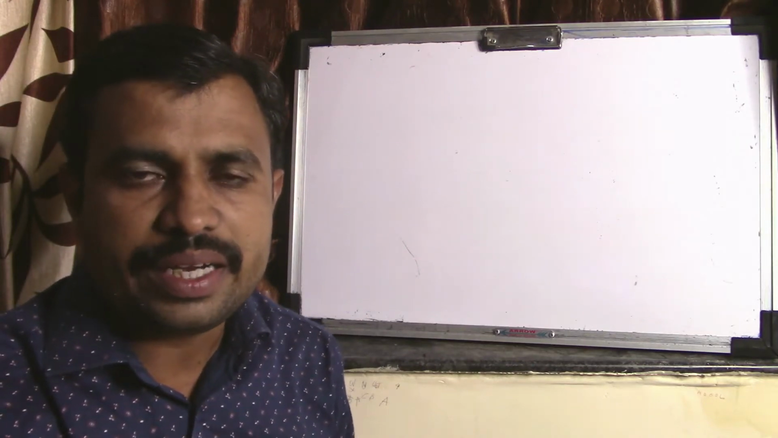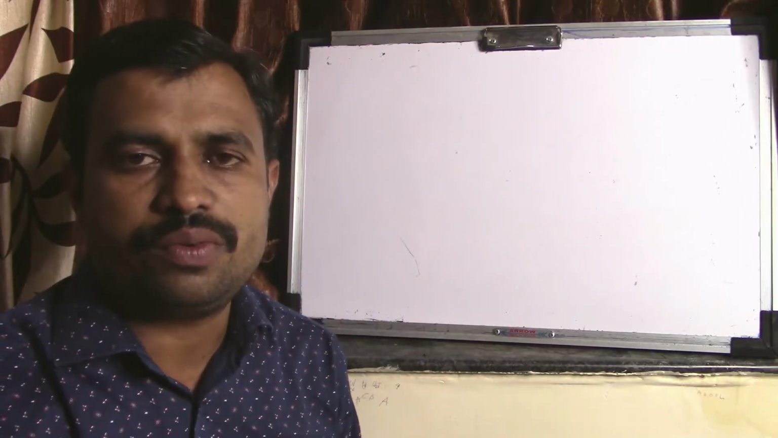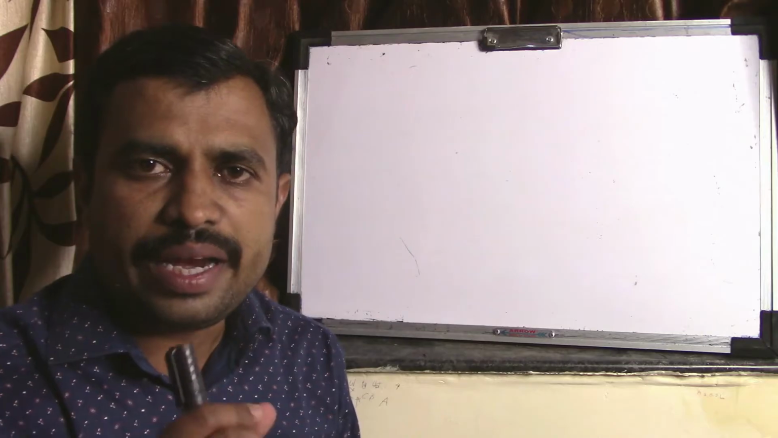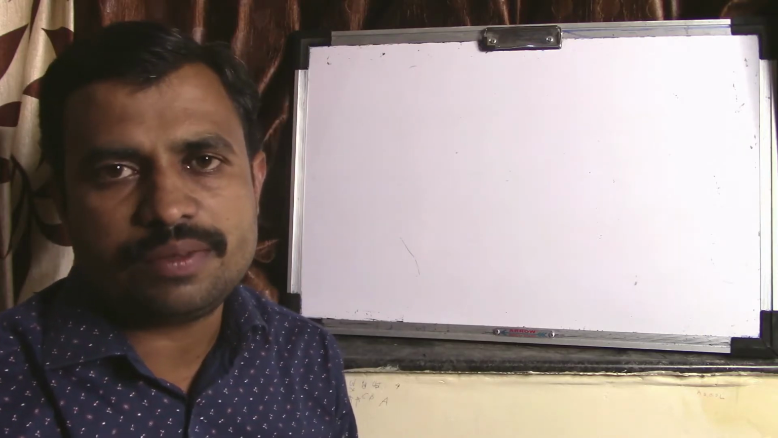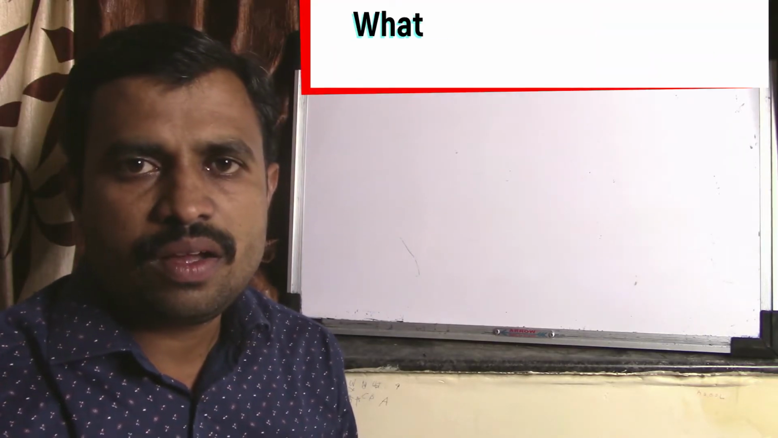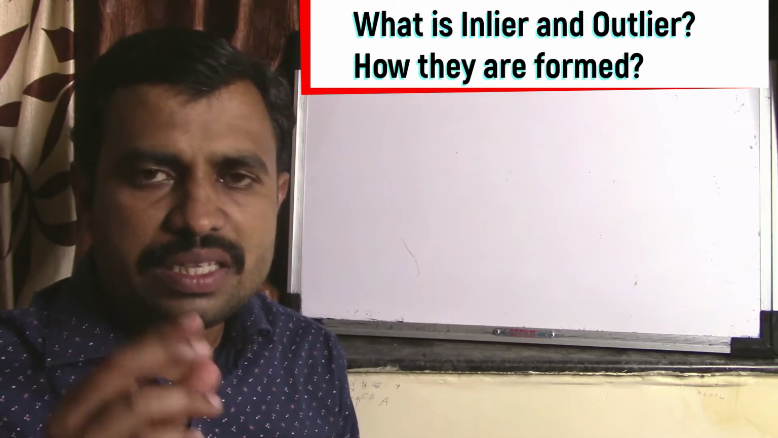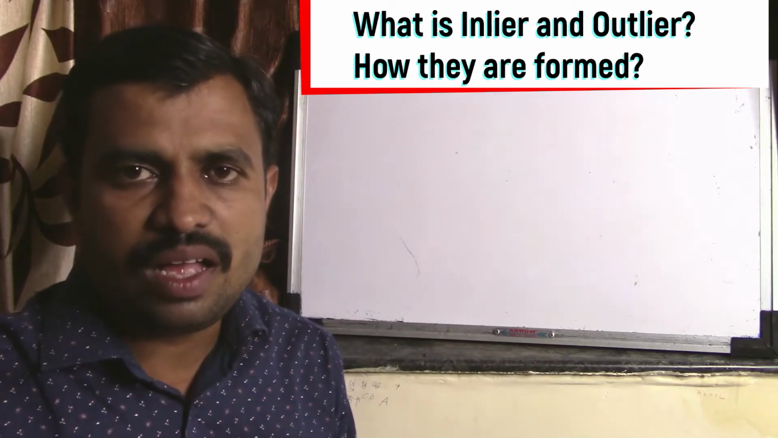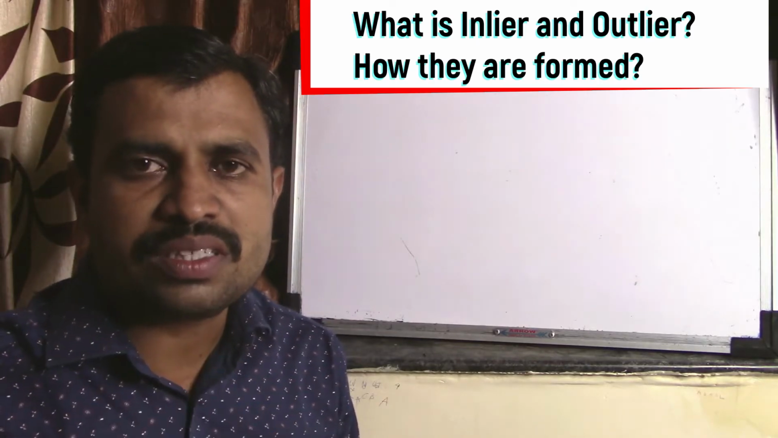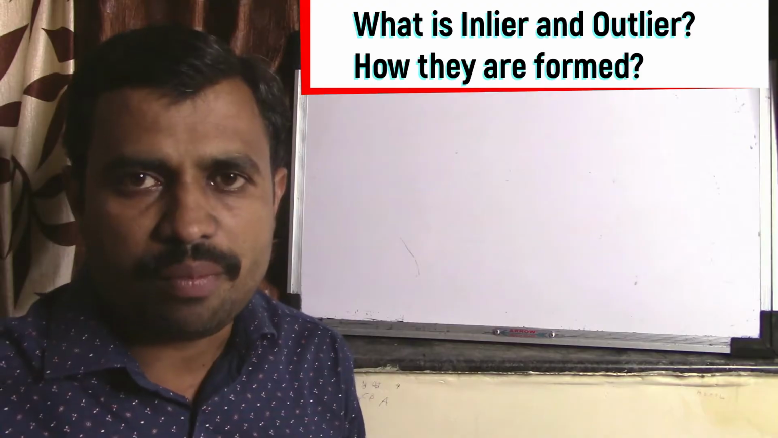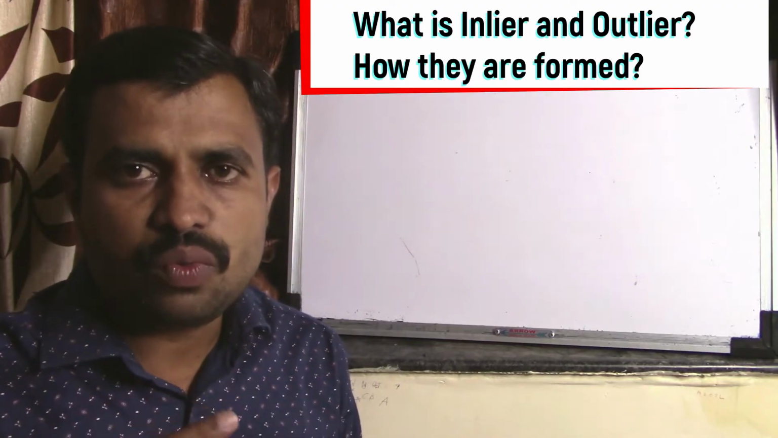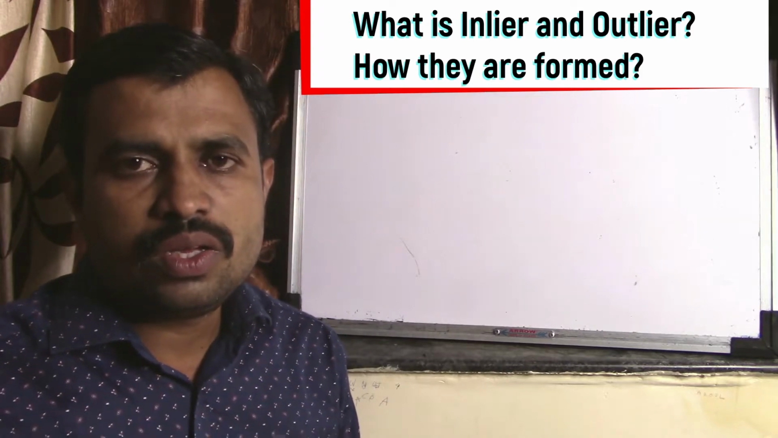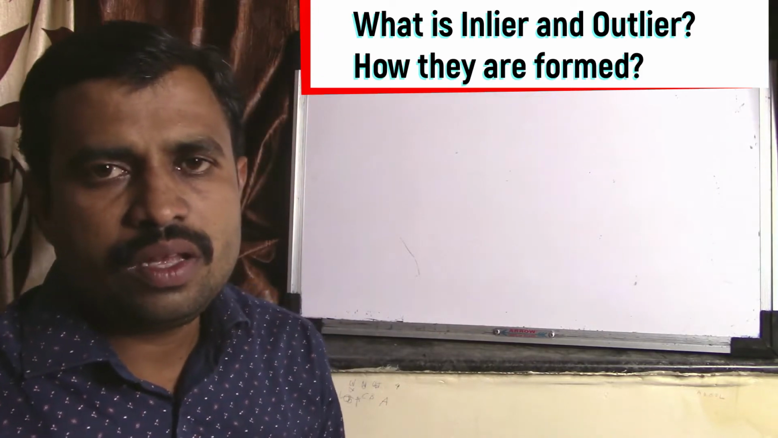So this is again time to share one more lesson with you. Today we are going to discuss an important topic in structural geology, that is inlier and outlier. In this lesson we are going to discuss what is inlier and outlier. This is one thing. And the second aspect we are going to discuss is how they are formed. These two aspects we are going to discuss in more detail in this lesson. So we start the lesson.